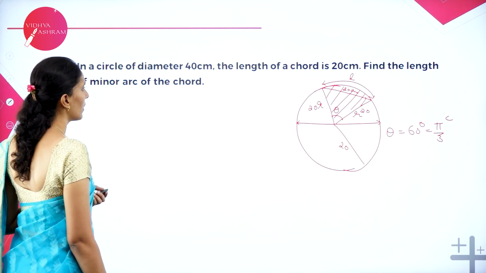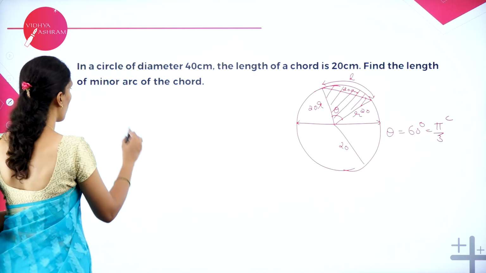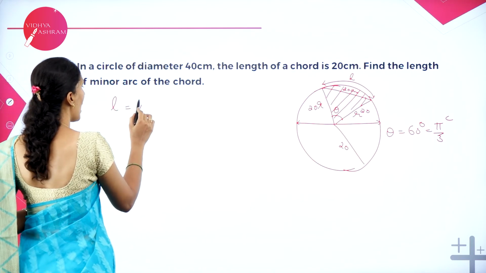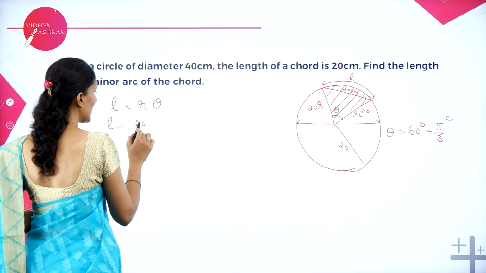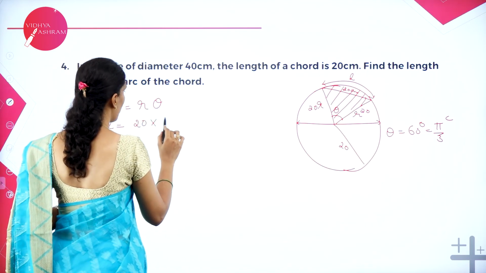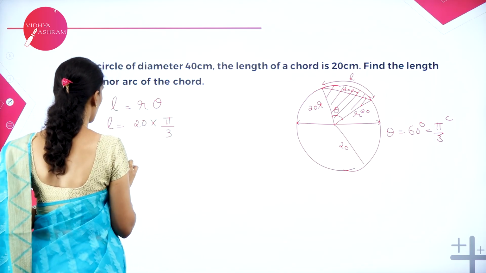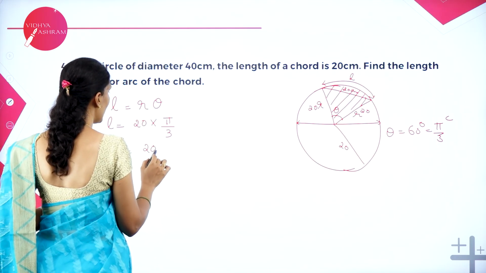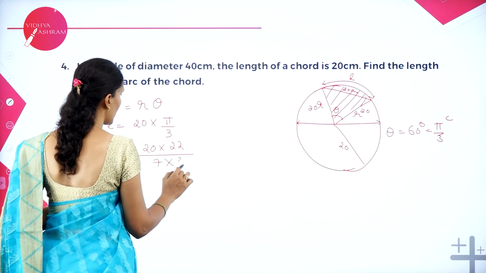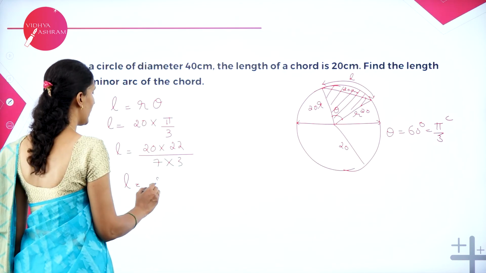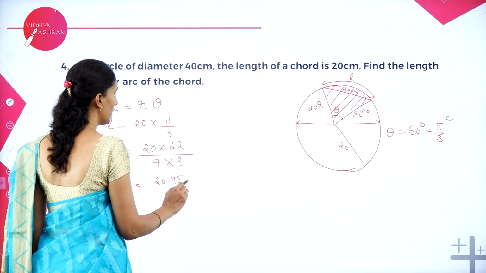Now they have asked to find the length of an arc. What is the formula to find the length of an arc? L is equal to r theta. Your r is 20 centimeter, theta is pi by 3. So L is equal to 20 into 22 by 7 into 3. So L is equal to 20.95 centimeter.